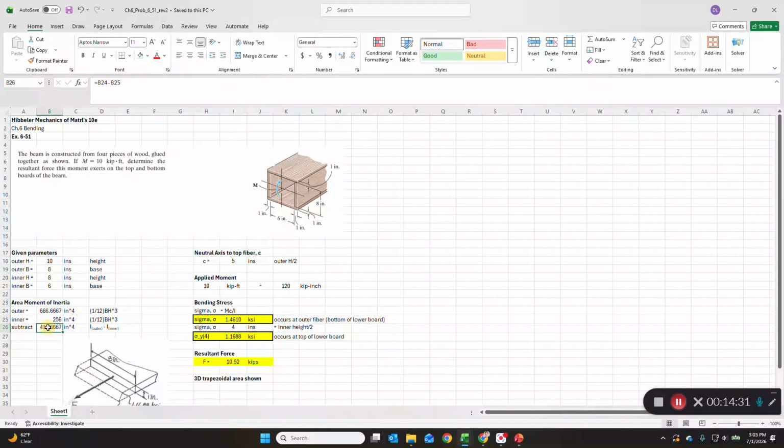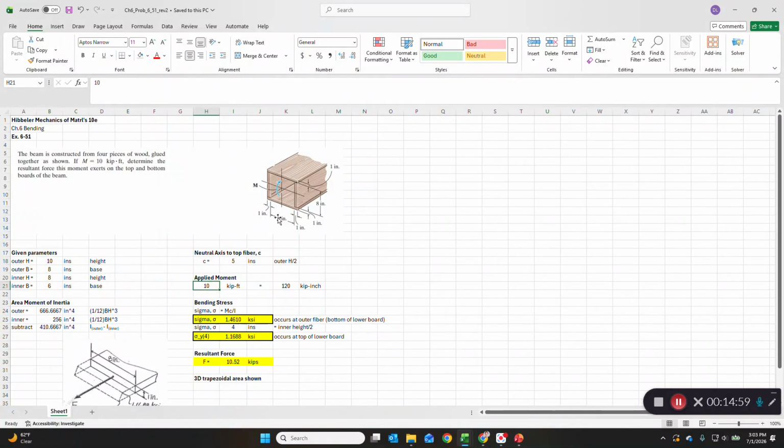So now that we have that, we need to know what's our neutral axis to the top fiber. So the neutral axis is shown as a horizontal line running left to right through the center of this. If you look at that line, you go up 4 and then 1 more to the top fiber, the outer fiber. So the distance from the neutral axis to the top fiber is 5 inches, right? It's just the outer height over 2, so you can just divide this by 2.